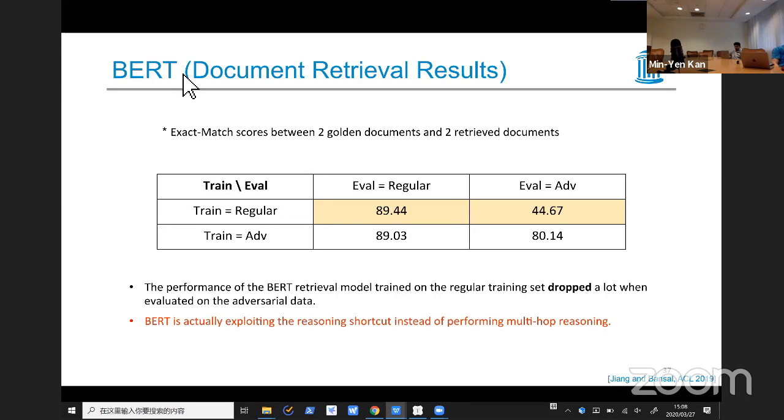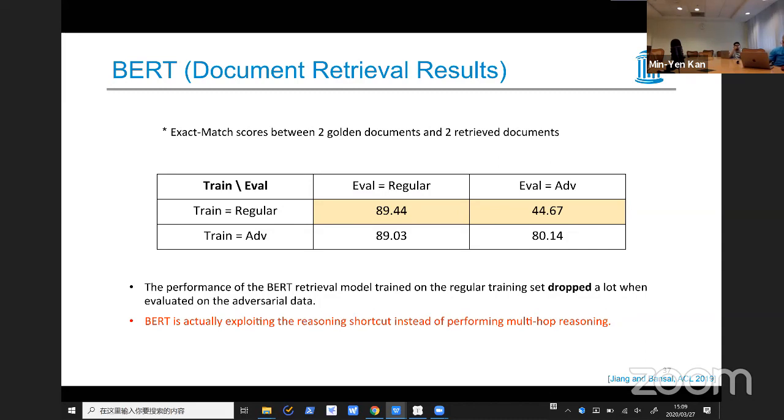Because if the model actually did the multiple reasoning, this result should also be high, right? Yeah, it should not be affected by the adversarial examples, but you can see the results here. Actually, the performance drops a lot. So actually, the model indeed performs some reasoning shortcuts.